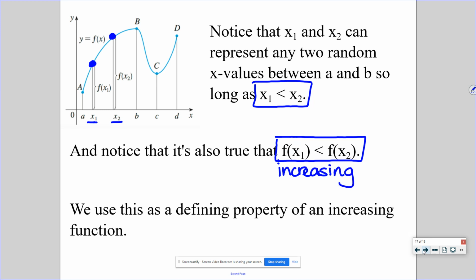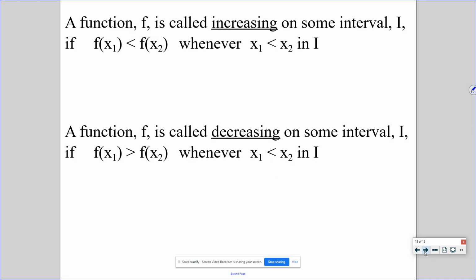If you flip that, if the first y value is larger than the next, then you are describing a function that is decreasing. If your first y value is taller than the next one, then that is a decreasing function.